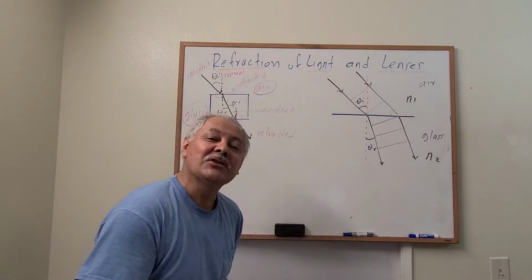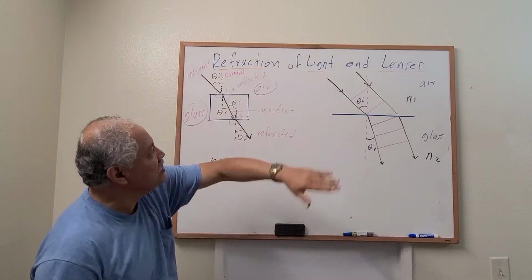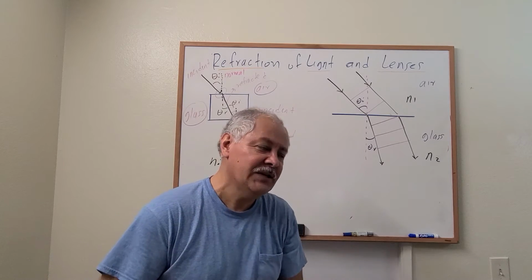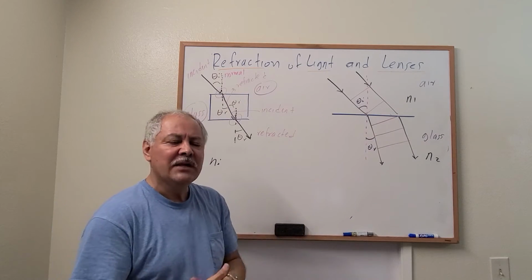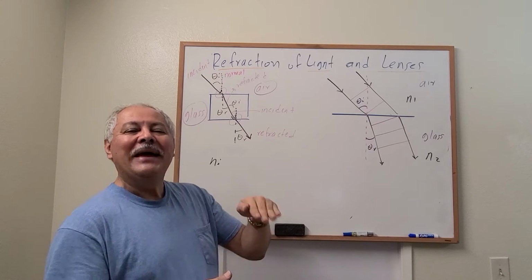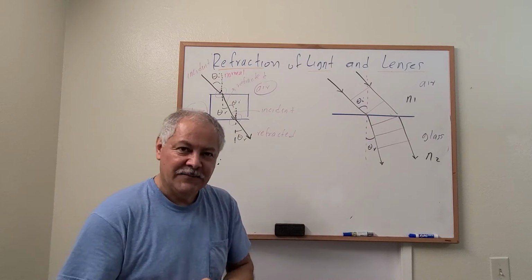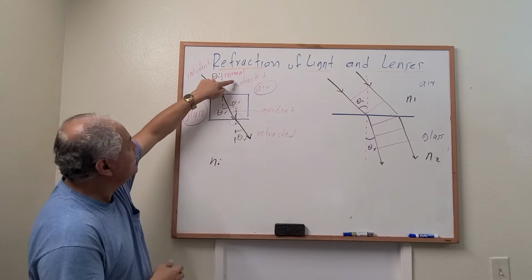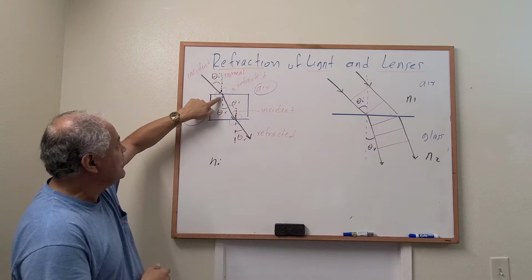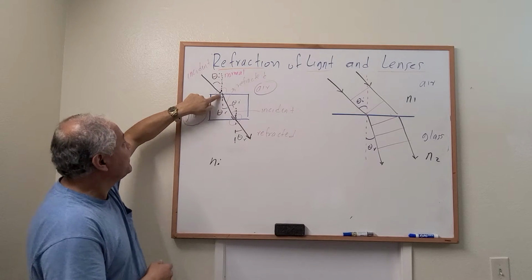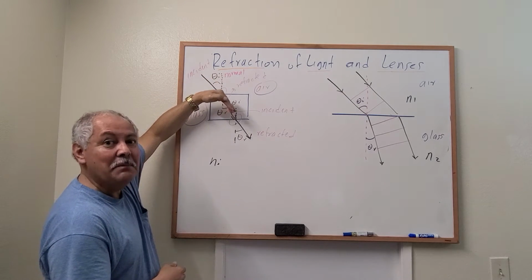Okay, let's go for the next topic. The next topic is going to be refraction of light and lenses. When we're dealing with light and light goes from one medium to another medium, it happens that light bends, right? Refracts. For example, imagine that we have air and we have glass. When we have an incident ray on this interface, light is refracted, is bent.